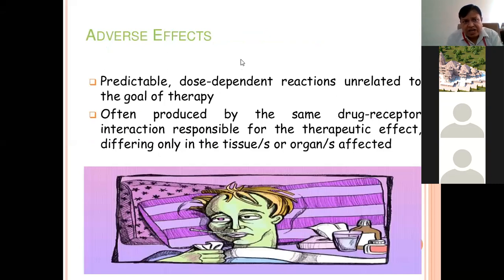Now adverse effect is a predictable dose dependent reaction unrelated to the goal of therapy, often produced by the same drug receptor interaction responsible for the therapeutic effect, differing only in the tissue or organ affected.